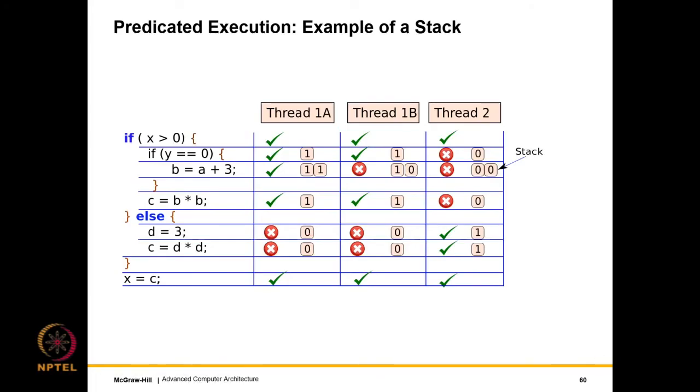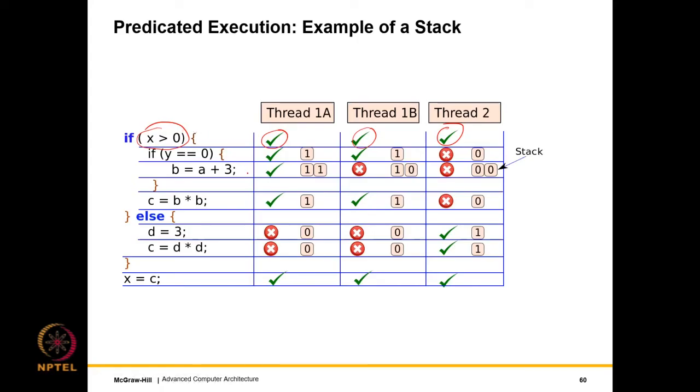Let us now look at a slightly longer example with 3 threads. In this case, we have nested if statements. The first if statement is executed by all 3 threads, as you can see over here. Then we have our second if statement, which is executed only by the first 2 threads and not by the third one, which is thread 2. The reason being that this predicate for thread 2 is false. X is less than 0 is false for thread 2.